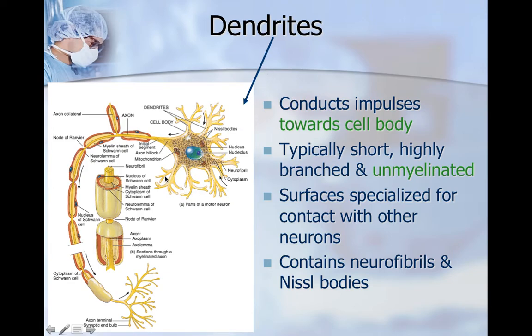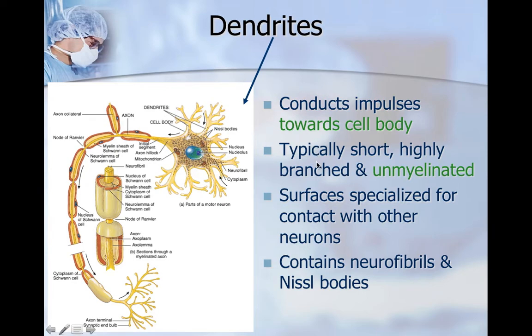The dendrites are kind of these tree branch looking things coming off the cell body of the neuron. And these conduct impulses towards the cell body. So the dendrites are receiving information from another source, maybe another axon or other cells that are involved in the central nervous system. They're receiving the impulses and they're bringing the impulses towards the cell body, so towards the nucleus.